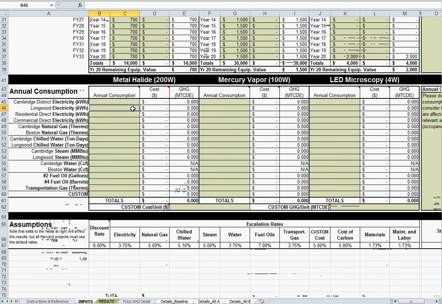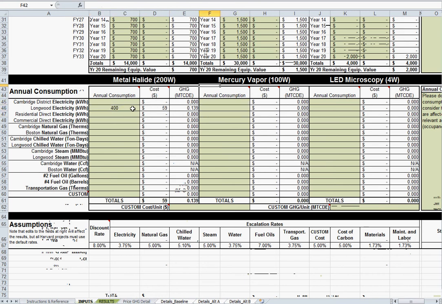So starting off with our metal halide, we're starting off with 200 watts. To convert that to kilowatts, we divide by 1,000. And then we said we were operating this for 2,000 hours a year. So to get kilowatt hours from kilowatts and hours, we just multiply the two. So we actually end up with 0.2 times 2,000, and we end up with 400 kilowatt hours.